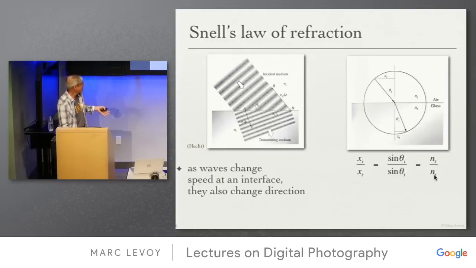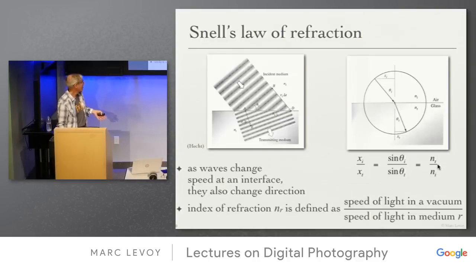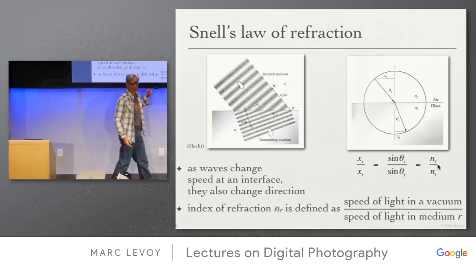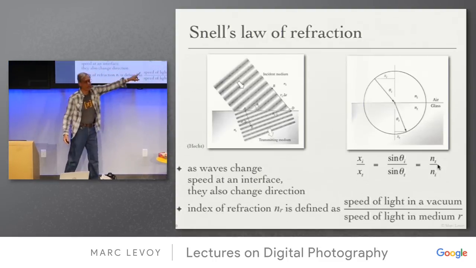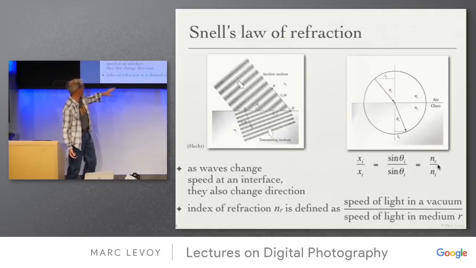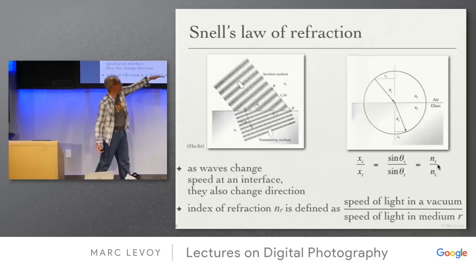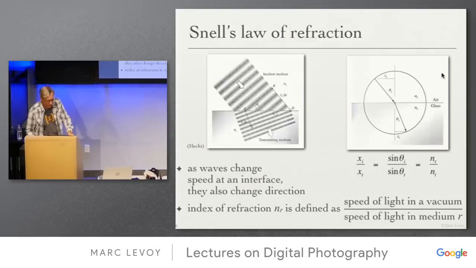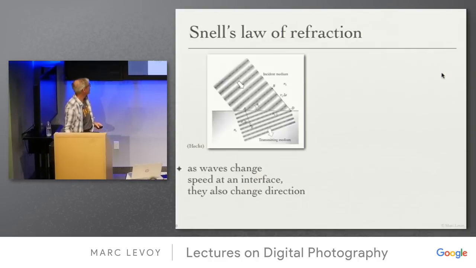Now, instead of actually representing them as velocities, it's common to use these indices of refraction, which are themselves ratios of velocities. But it is the same effect. And so the index of refraction is defined as the speed of light in a vacuum over the speed of light in some medium. And if these are two separate mediums above and below, then they'll have different indices of refraction.